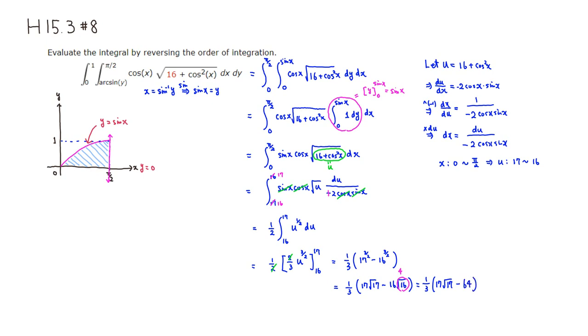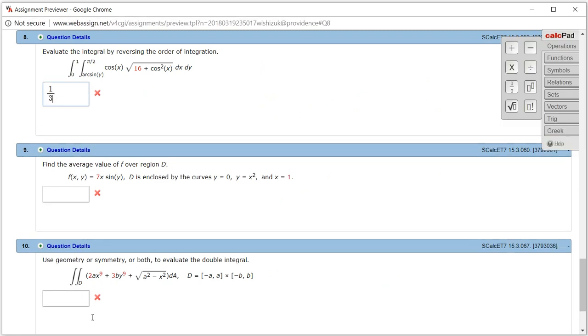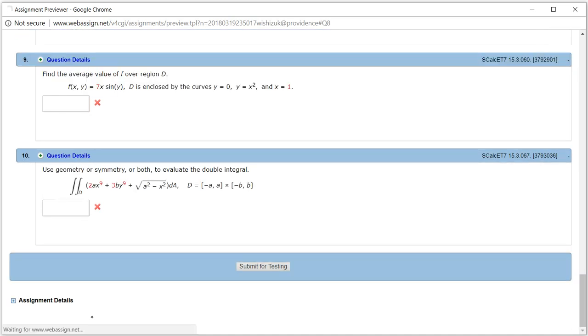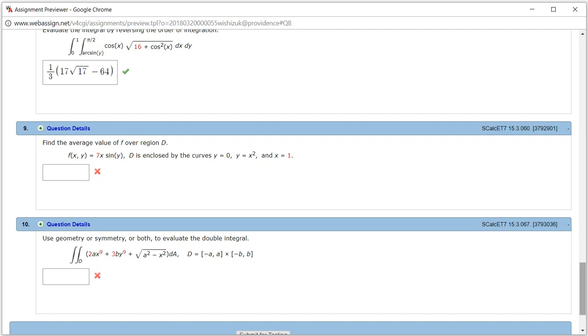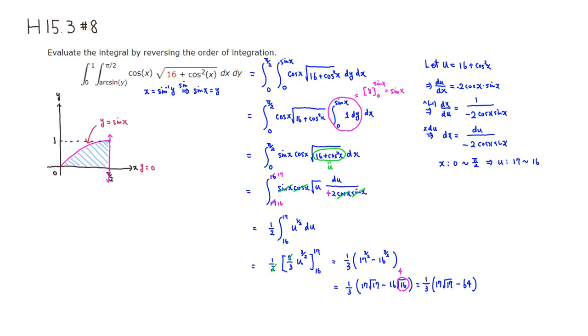So let's type it in. All right, so we got 1/3, then we have 17 square root of 17 minus 64, right? Let's check the answer. Submit for testing. All right, it came back and looks like we got this one correctly.